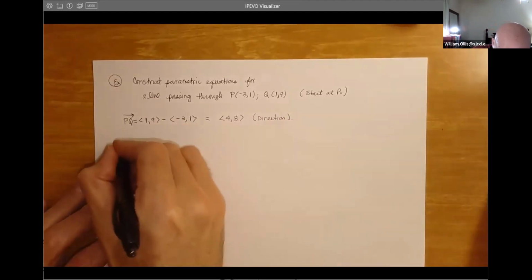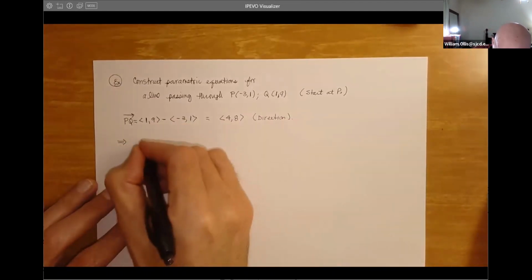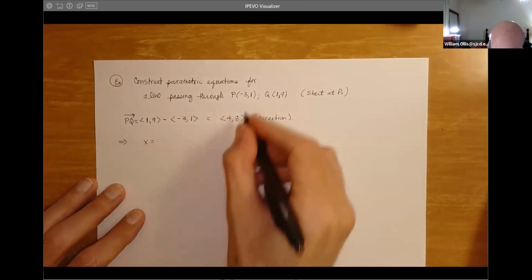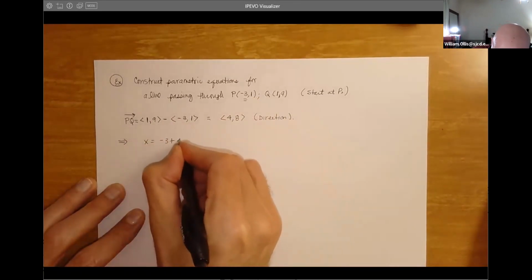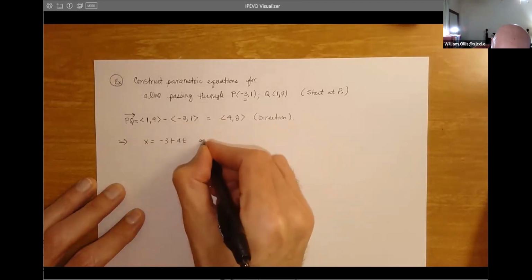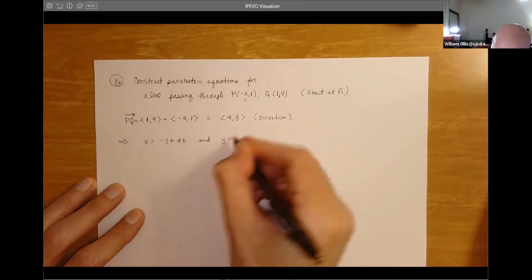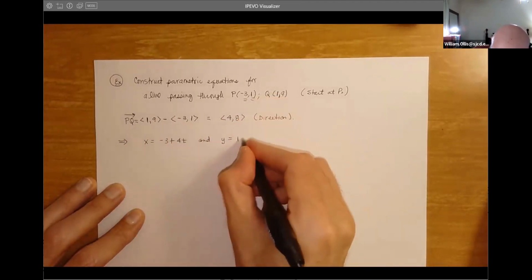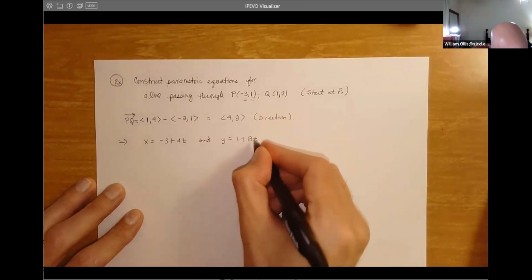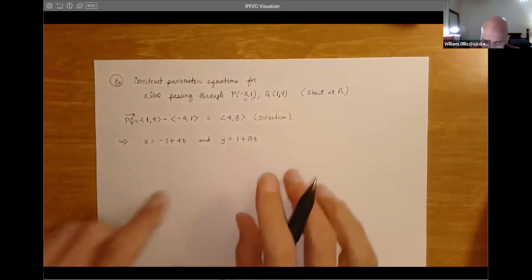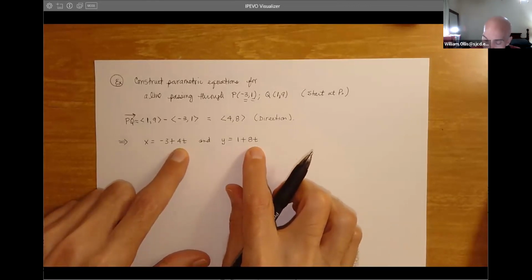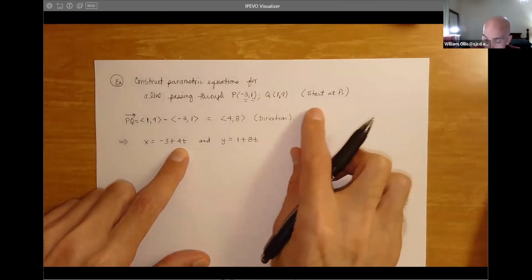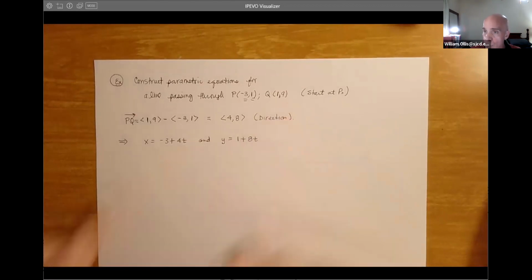So now this would imply that you can use x equals -3 + 4t and y equals 1 + 8t. And what you get with that is a very simple parameterization. Now, of course, if you start at P, you could also end at Q if you wanted just a segment.